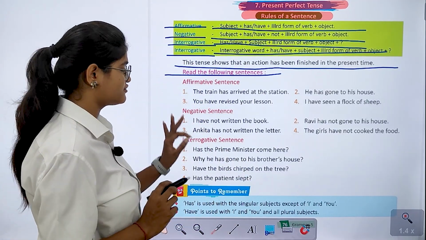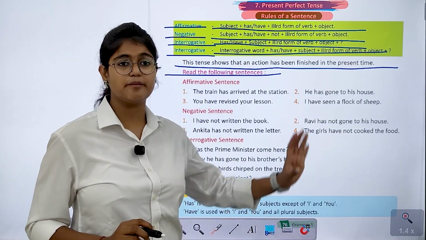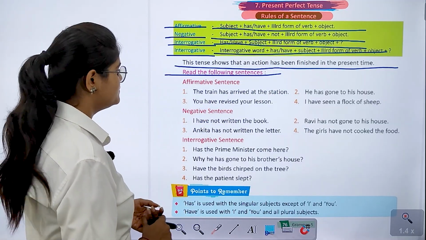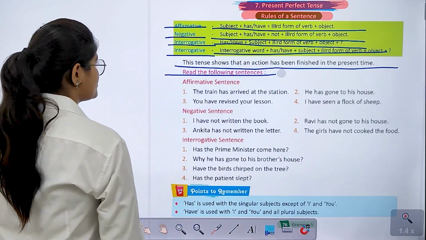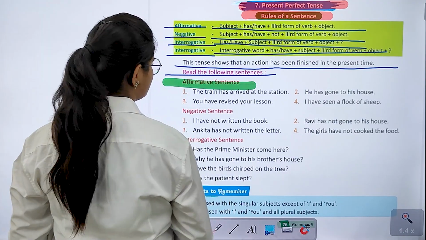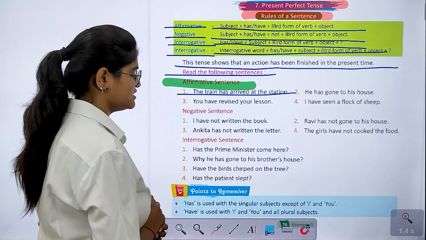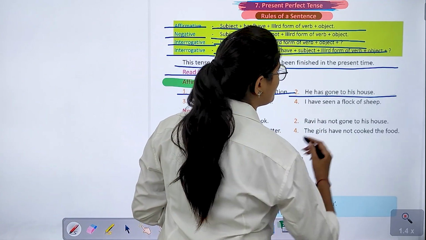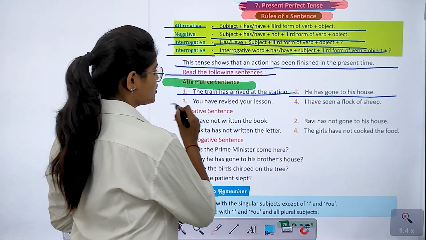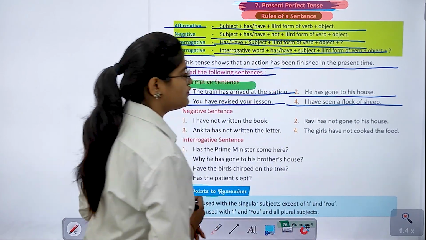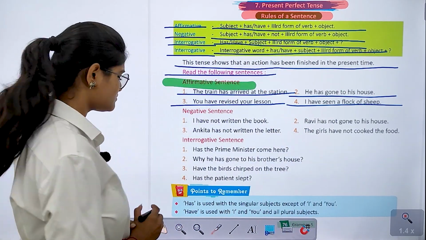So read the following sentences. जल्दी से इन सेंटेंसेस को पढ़ते हैं और समझते हैं कि कैसे हमें प्रेजेंट परफेक्ट टेंस के रूल्स को अप्लाई करना है. So the very first topic is affirmative sentence and the examples are: The train has arrived at the station, he has gone to his house, you have revised your lesson, I have seen a flock of sheep, right?